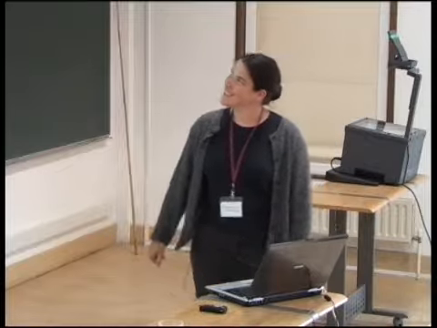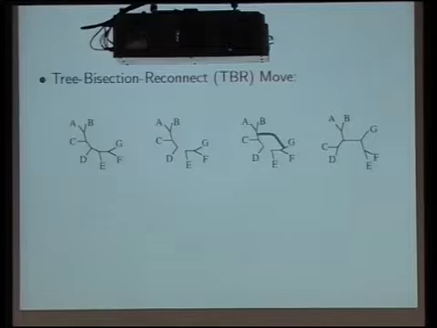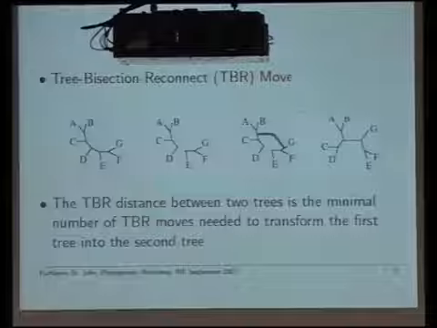Another distance, which is more interesting, at least I think it's more interesting, is the tree bisection and reconnection distance, which is if you start with this tree and you break any given edge, and then reconnect two other edges to form the tree on the far right. We'll call that a single TBR move. And the TBR distance is the minimal number of TBR moves to transform one to the other.